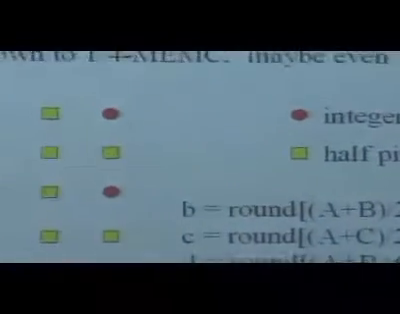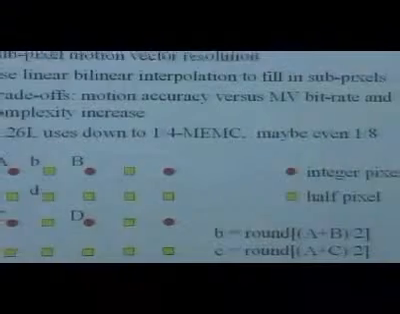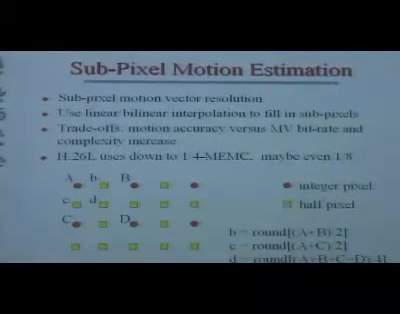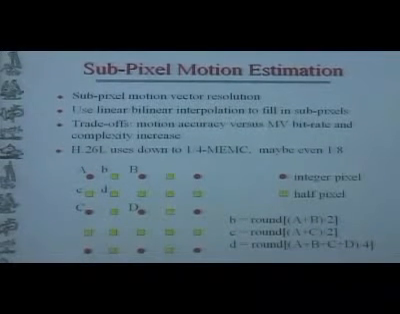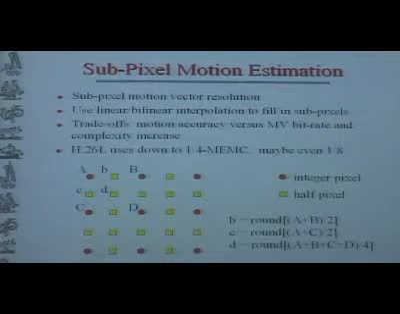That allows you to have better motion estimation. Okay? So my pixels, my original video pixels, are in red. Now I will allow motion estimation, motion vectors, to have non-integer values. Okay? That's the entire idea.